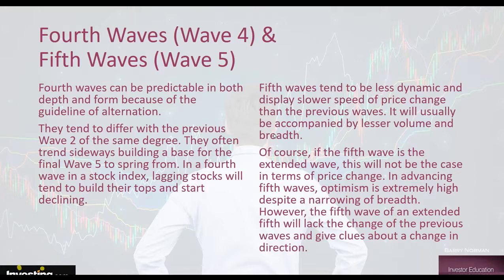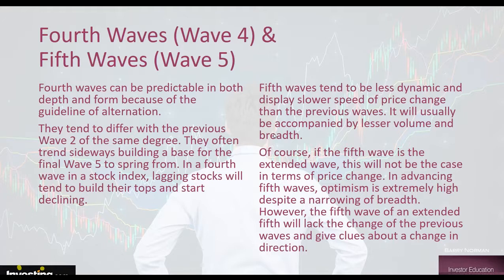Now, wave 4 can be predictable in both depth and form because of the guidelines of alternation. They tend to differ from the previous wave 2 in the same degree. Now remember, using the guidelines, you would draw a trend line between 3 and 4 and then draw a perpendicular line, and that would give you where wave 4 should come to, and you could do the same thing in wave 5.